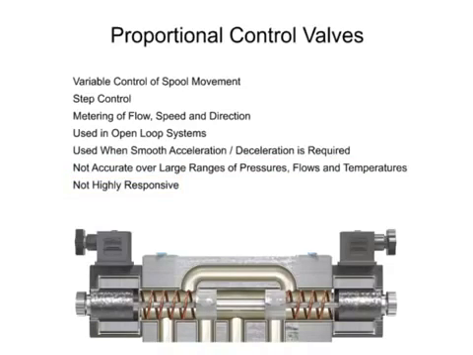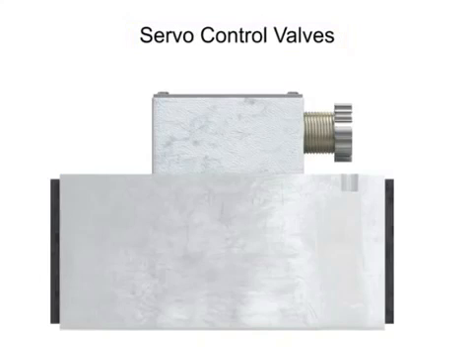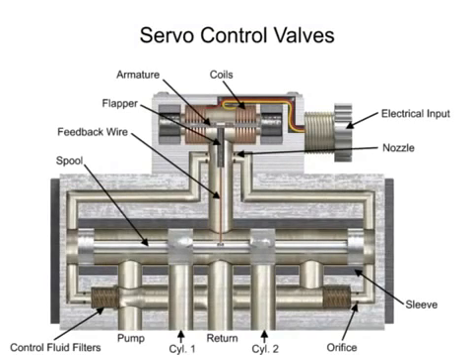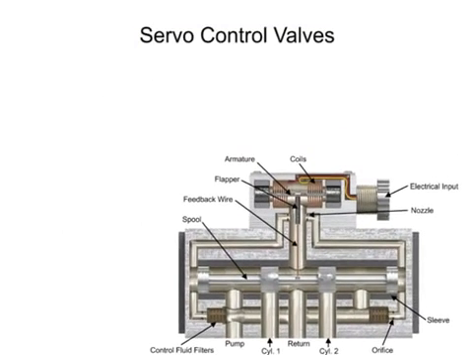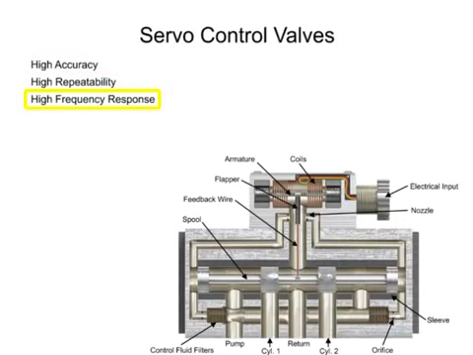Proportional valves offer a variety of machine cycles which can safely be operated at greater speeds and result in improved machine cycle times and production rates. The third type of hydraulic directional control technology is called the servo valve. First developed in the 1940s, servo valves operate with very high accuracy, repeatability, and high-frequency response.